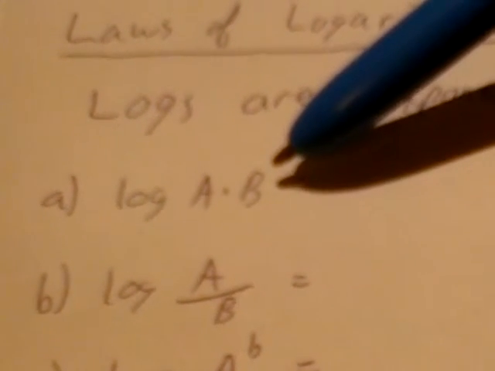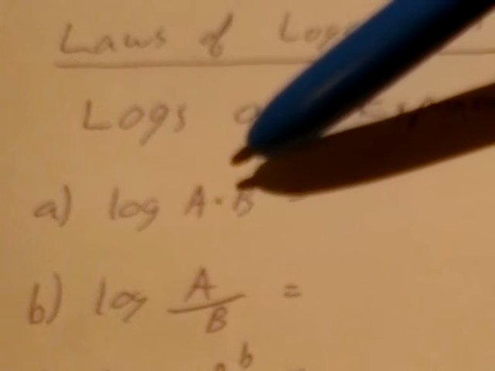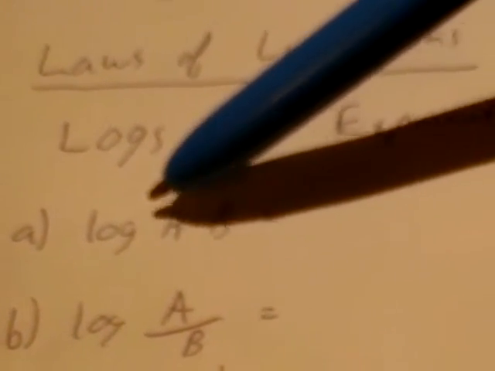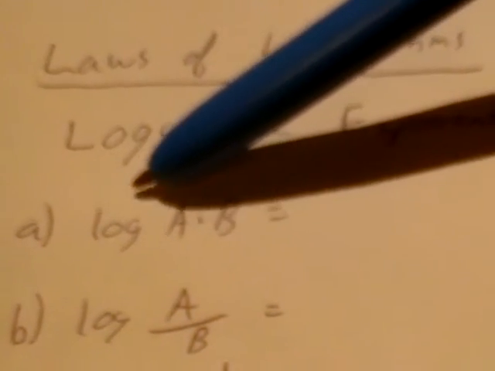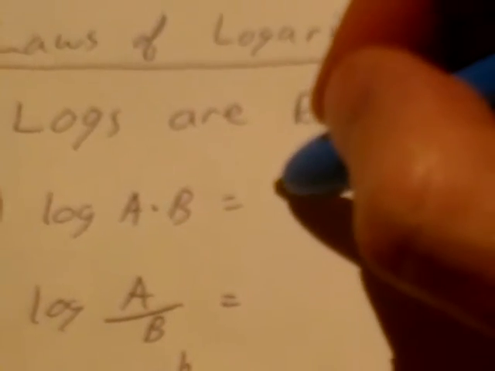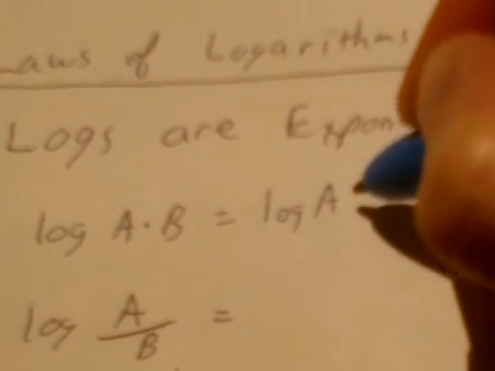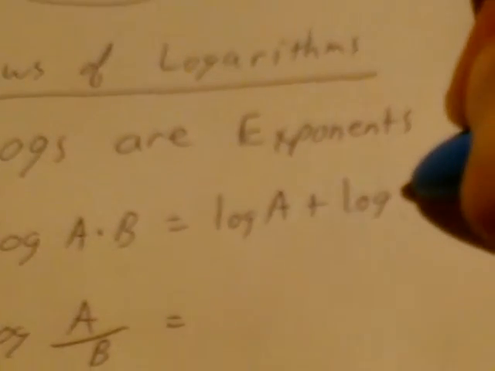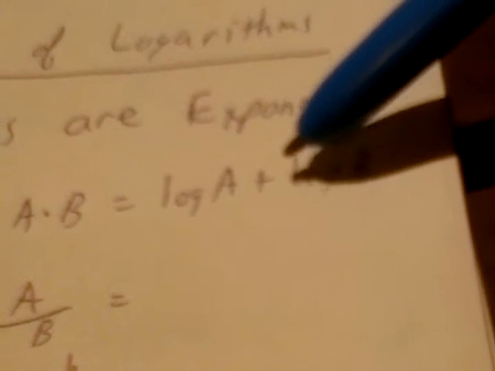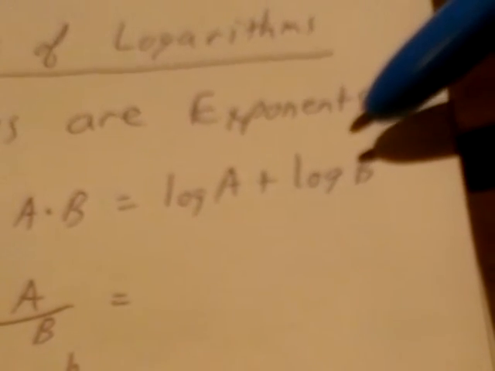It says here the log of a times b. Well, we know from Algebra 1 that when we are multiplying two things that involve exponents, we have to add their exponents. And so log of a is an exponent, log of b is an exponent. So the log of a times b is really going to be the log of a plus the log of b. Because remember, logs are exponents, and whenever you multiply two things, you add the exponents.